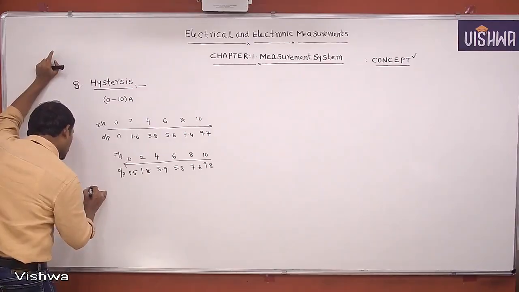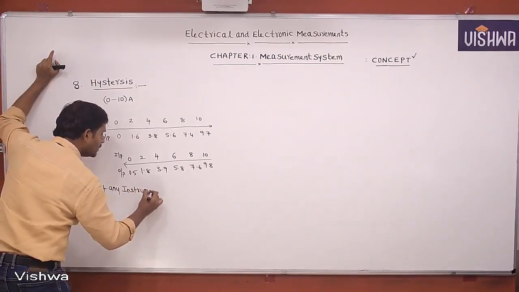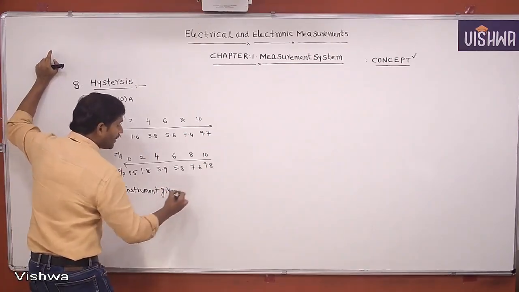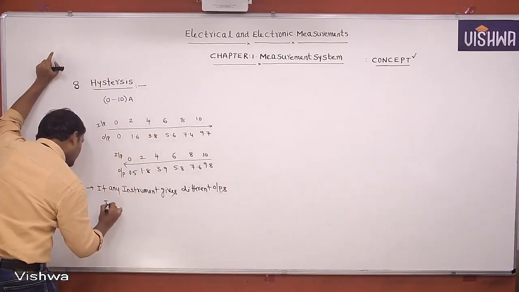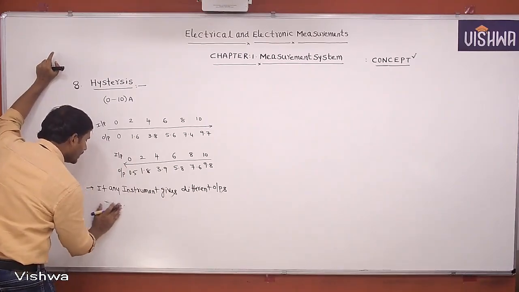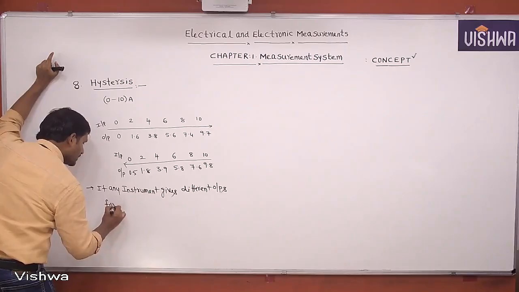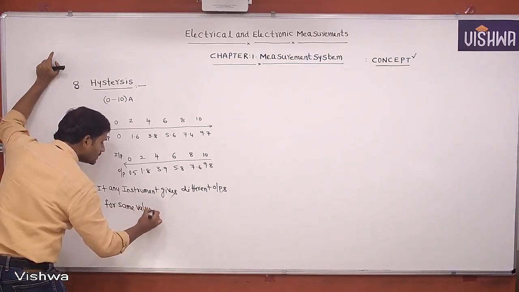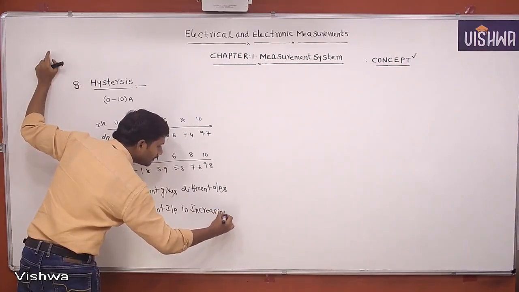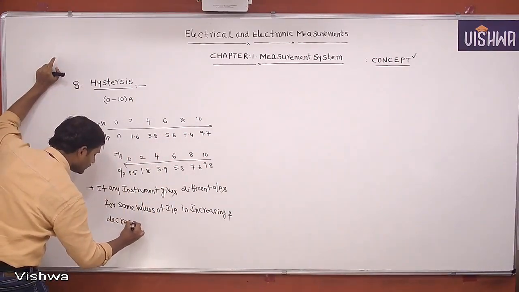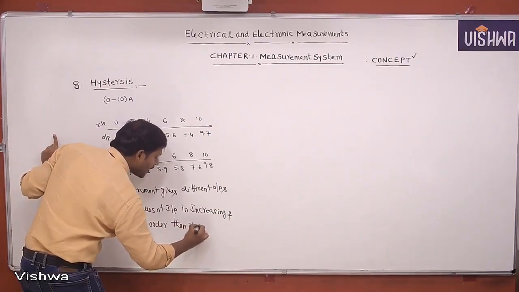That means if any instrument gives different outputs in increasing and decreasing order for the same values of input, then it has hysteresis characteristics.